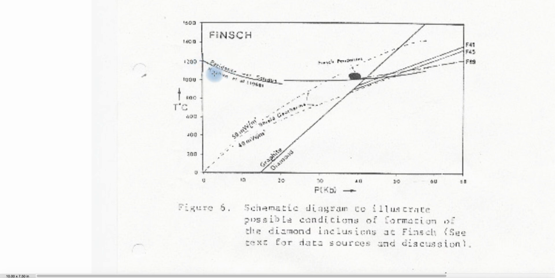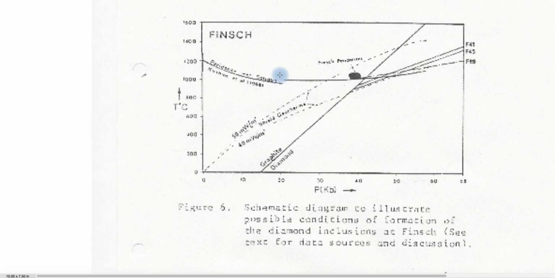So here we have the peridotite solidus. Here we have the PT conditions under which the Finsch peridotite is formed. And here we have the geotherm, and here we have the graphite-diamond boundary. Within this is the shield geotherm, and here between 40 milliwatt per square meter and 50 milliwatt per square meter, which is ideal for diamond formation.